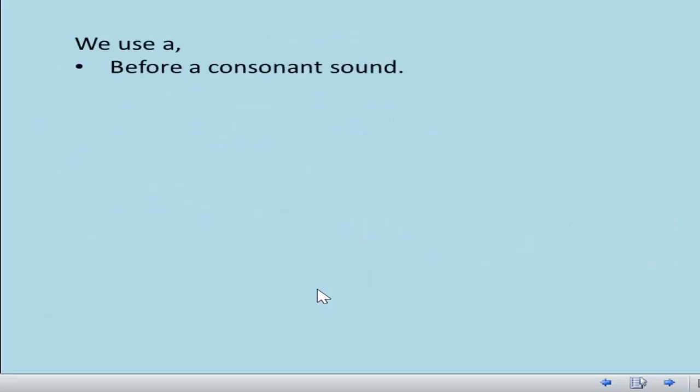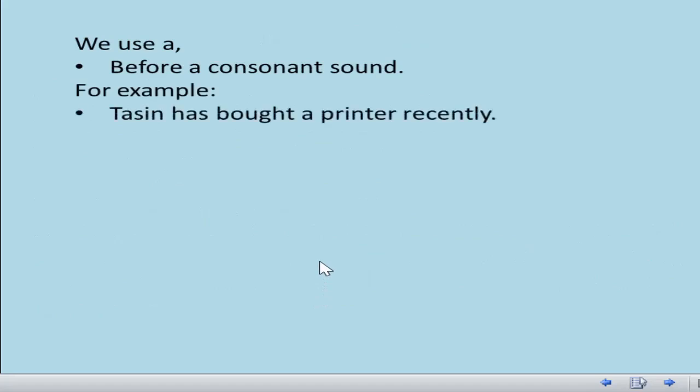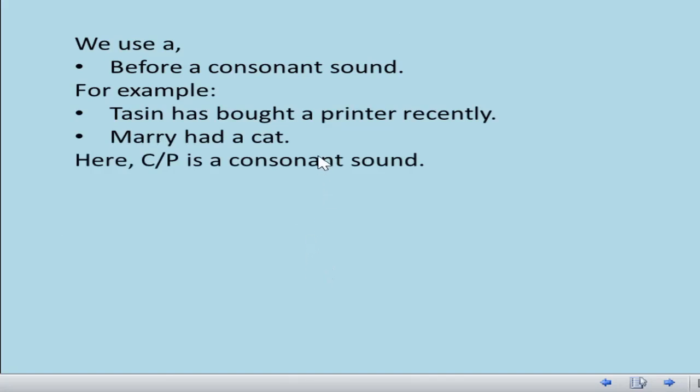We use a before a consonant sound. For example, Tasin has brought a printer recently. Mary had a cat. Here, printer, P, and cat, C. C refers to the sound ko. P refers to the sound po. So ko and po are consonant sounds. So a consonant sound follows a.